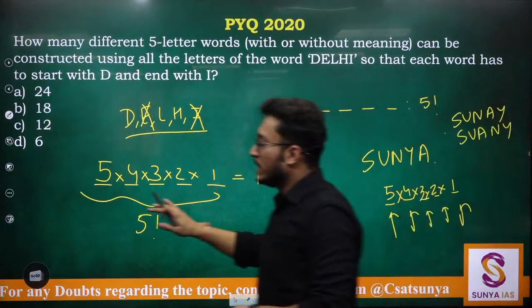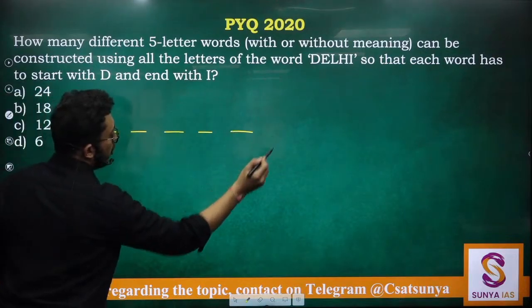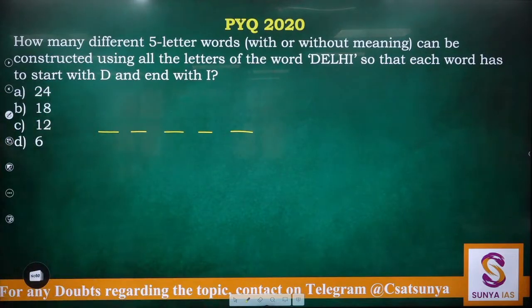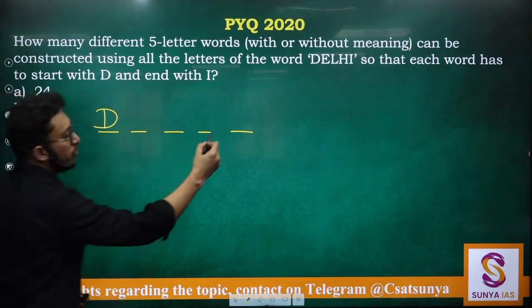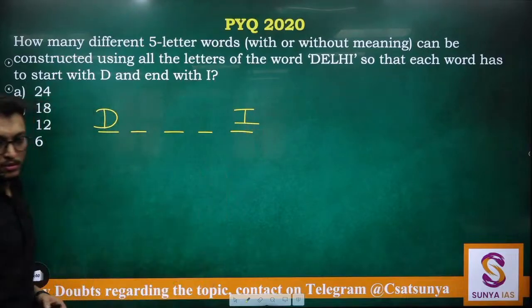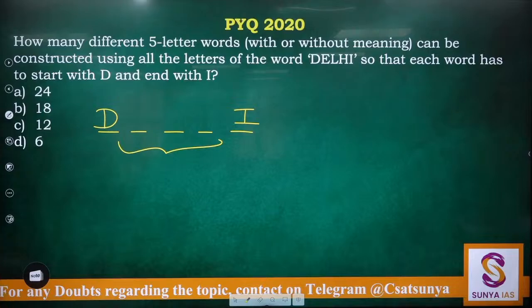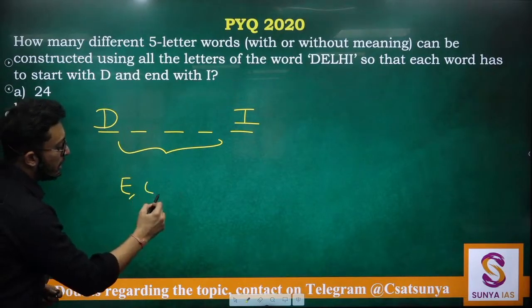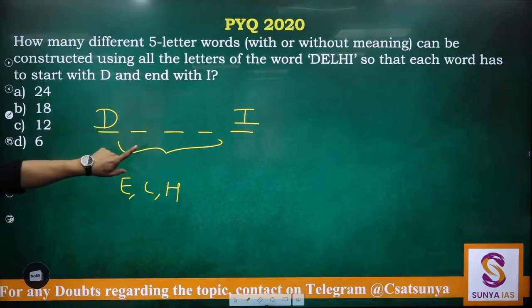Now यहाँ पर, but there is some condition given in this question. You need to make all the arrangements of the word Delhi, but the condition is, क्या लिखा है? Start with D and end with I. That means it has to be D here, it has to be I here. Now what all alphabets can I fill here? I am left with E, L and H. But can I repeat D and I? Why?